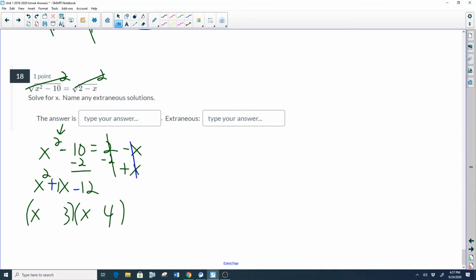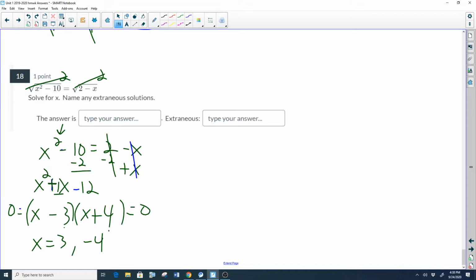Remember that the sign of the middle term goes with the bigger number. So we'll make that positive. And 4 minus 3 is 1. So that worked. Setting m equal to 0, we're going to get 2 solutions: a positive 3 and a negative 4 when you move that to the other side.